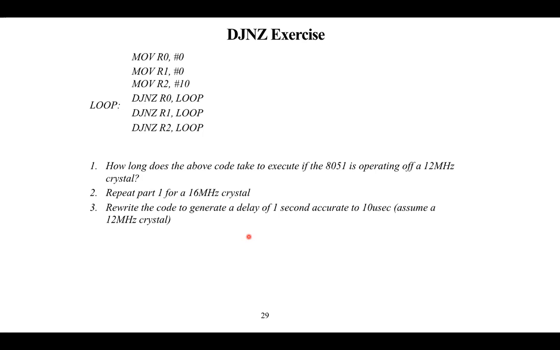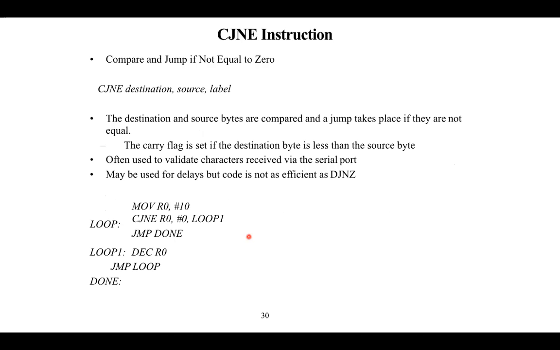DJNZ exercise, this is an example. First line: MOV R0, #0, therefore R0 is 0. R1 is also 0. Then R2 is 10. Then DJNZ R0, loop; then R1, loop; R2 also loop. CJNE instruction: compare and jump if not equal. Don't worry, students, when you do the program, it will be clearer. These are just examples of how it occurs.